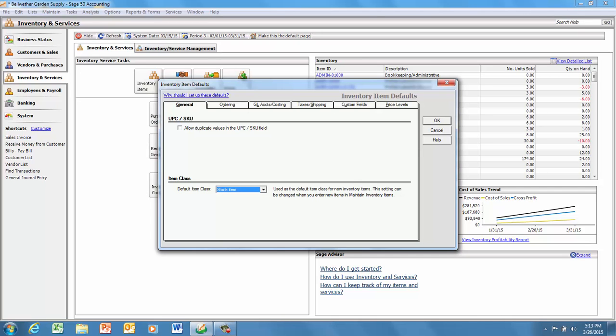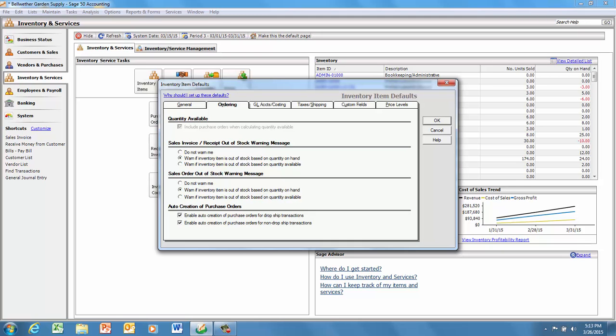Now, Bellwether Garden Supply, they have quite a few services and non-stock items and things like that. So they just went ahead and left this blank. And so there's no default, and every single new inventory item they put in, they have to then say, what is this classification of type?